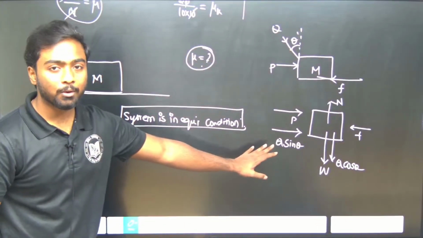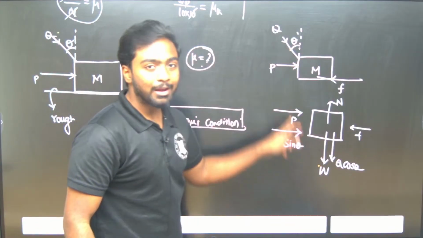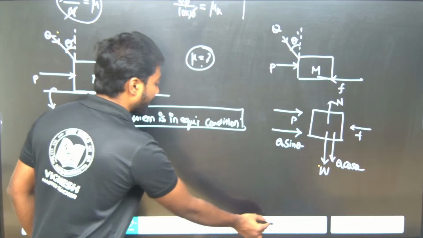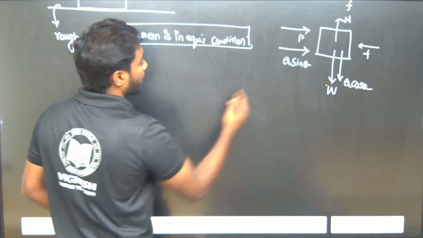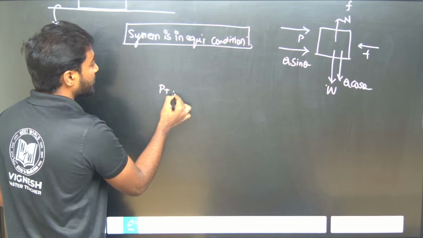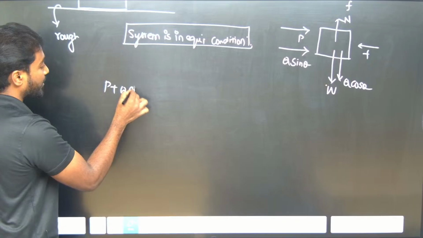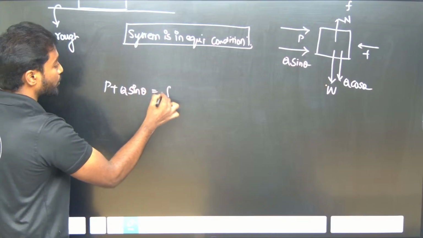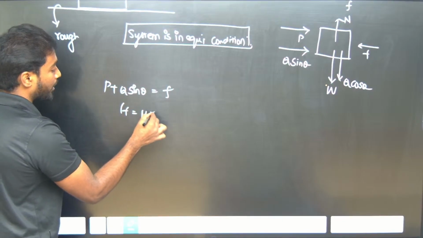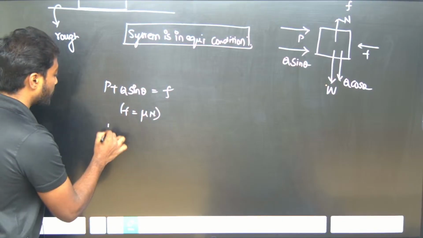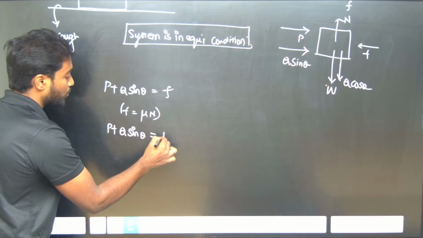Is there any doubt now? Normal force we got, weight also we got, we have resolved the value of Q also. Now I can write the equation. So P plus Q sin theta will be equal to F, where F is equal to mu into N. So P plus Q sin theta will be equal to mu N.